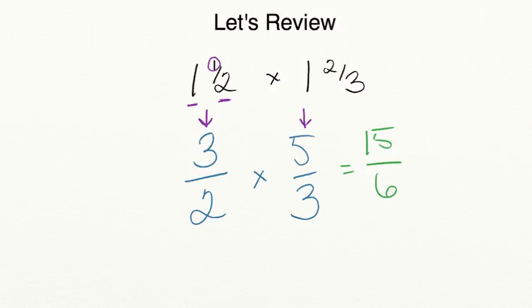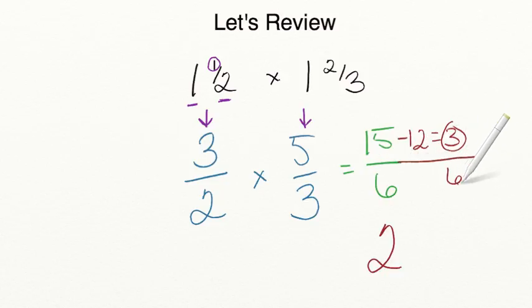Your next step is to find out how many times your denominator can go into your numerator. 6 can go into 15 2 whole times, because 6 times 2 equals 12. When we subtract 12 from 15, that gives us 3 left over, or 3/6. We know that 3/6 is equivalent to 1/2, so make sure that you simplify your fraction if you need to. So 2 1/2 times 1 2/3 equals 2 1/2.